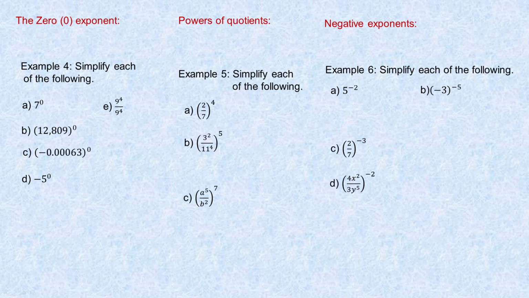So the zero exponent. Anything to the exponent 0 is always equal to 1, with the exception that you can't raise 0 to the exponent 0. For example here, 7 raised to the exponent 0 is 1. Now this is just an arbitrary large number. Doesn't matter what it is, raised to the exponent 0 is 1. Really small number, negative, doesn't matter, still 1.